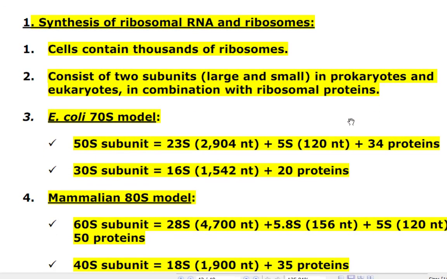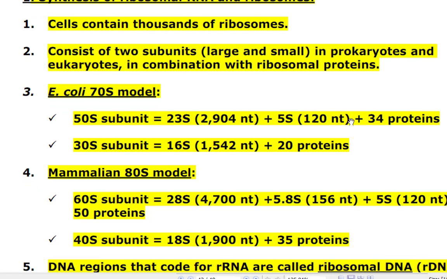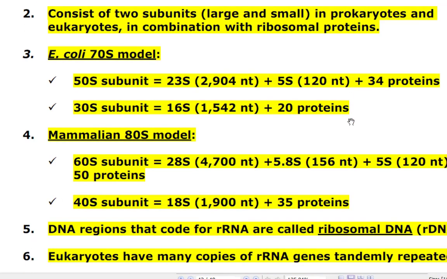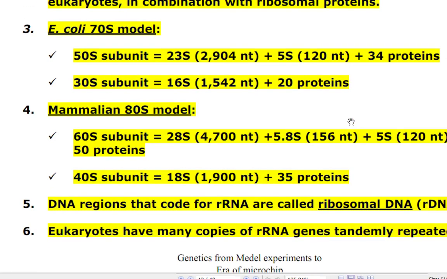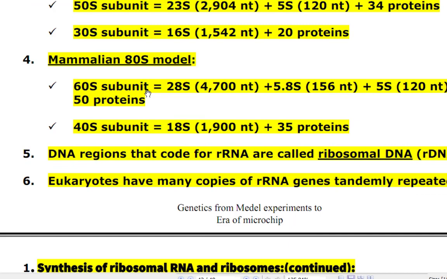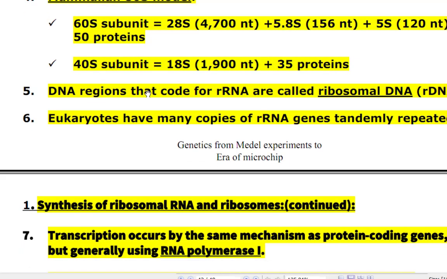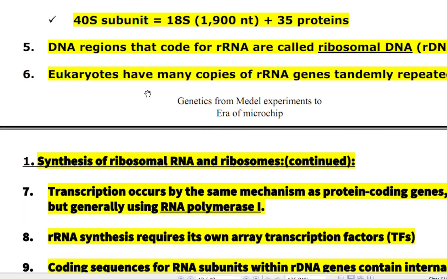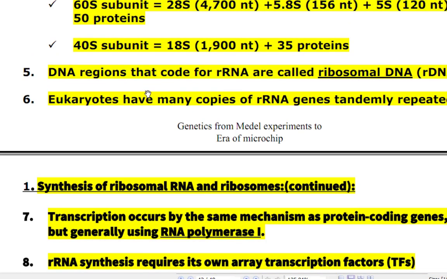The synthesis of ribosomal RNA and ribosomes: a cell contains thousands of ribosomes, each consisting of two subunits, large and small, in prokaryotes and eukaryotes, in combination with ribosomal protein. E. coli 70S model, 50S subunit, 30S subunit, mammalian 80S model, 40S subunit. DNA regions that code for ribosomal RNA are called ribosomal DNA.